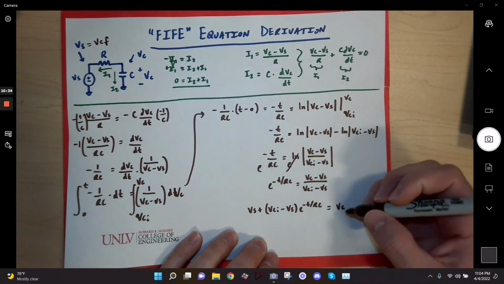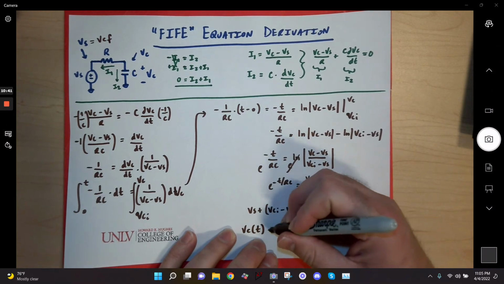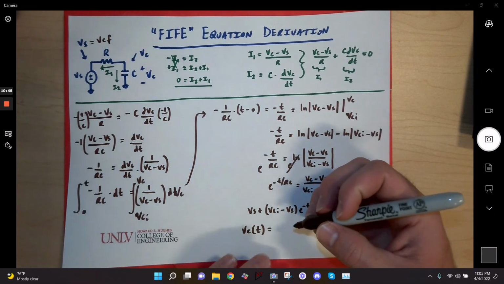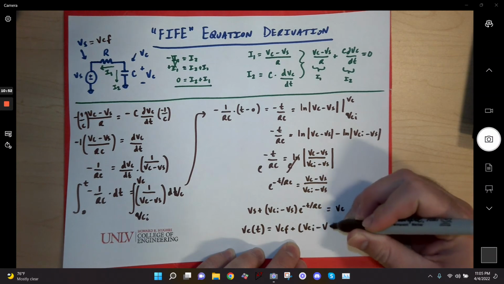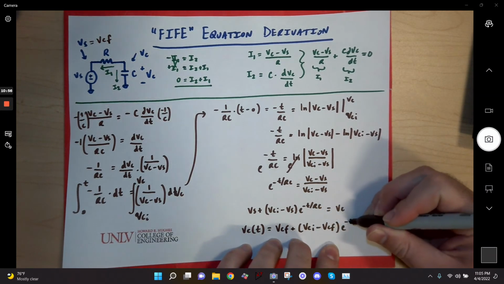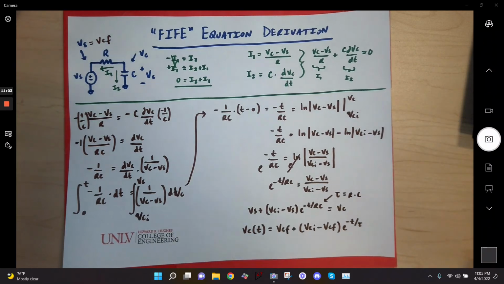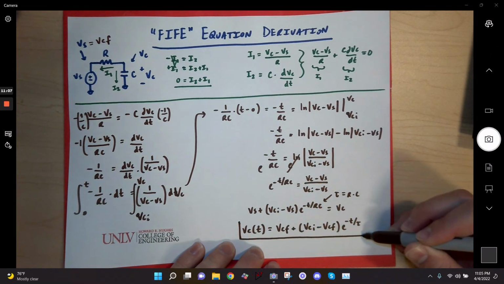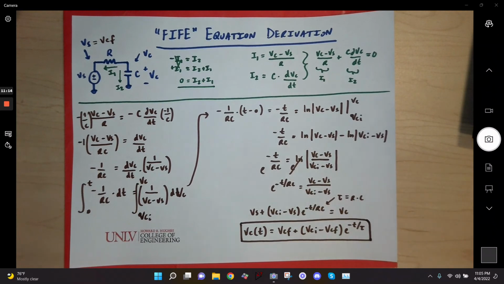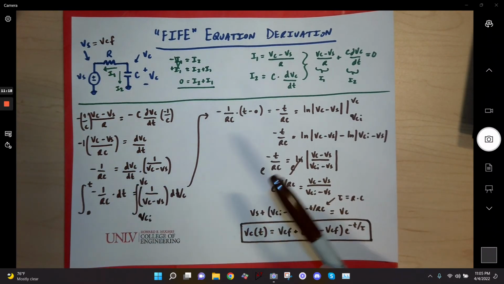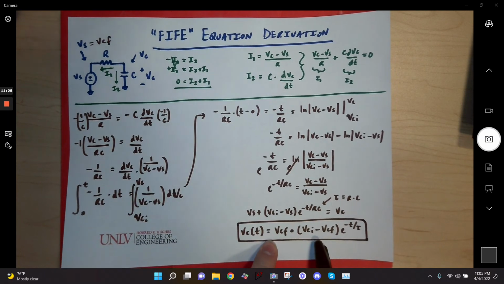And now I'm going to rewrite this equation. I'm going to flip it around so that I can say VC, my capacitor voltage, at some time t is equal to VS, but I'm going to rewrite VS as my capacitor's final voltage, VCF, plus my capacitor's initial voltage minus the final voltage times e to the minus t over tau, where tau is equal to RC, right? And there is my FIFE equation. So that's where my FIFE equation comes from. It just comes from a simple KCL, and then the solution is based on solving this simple differential equation. And again, this works in any case.